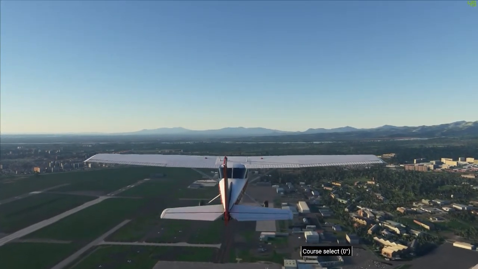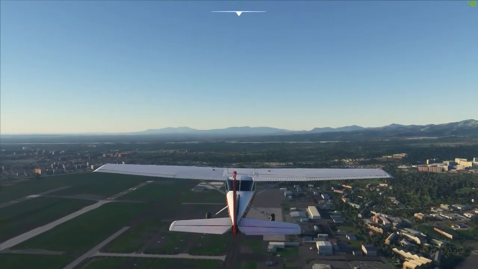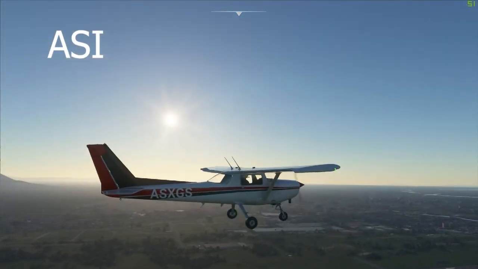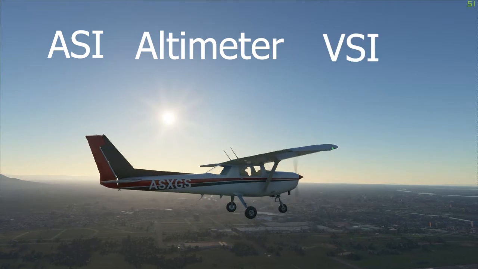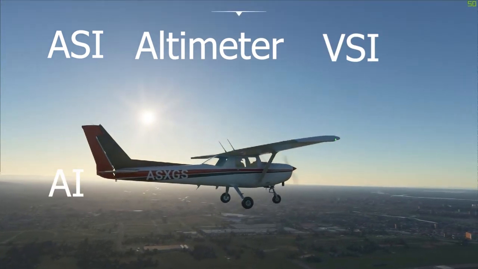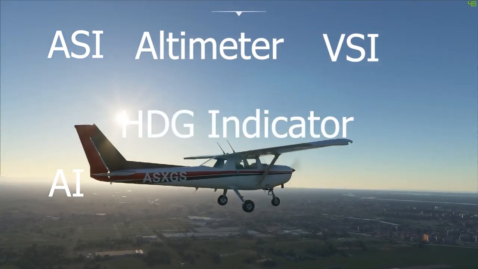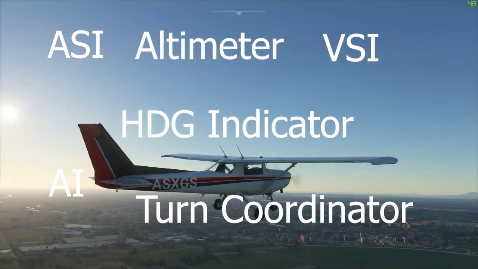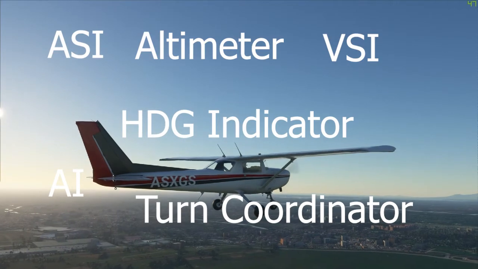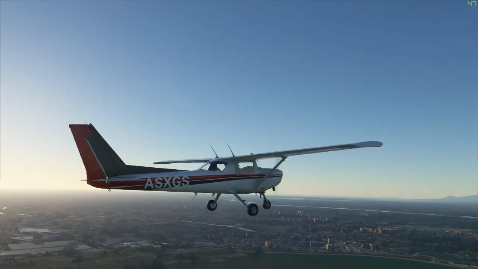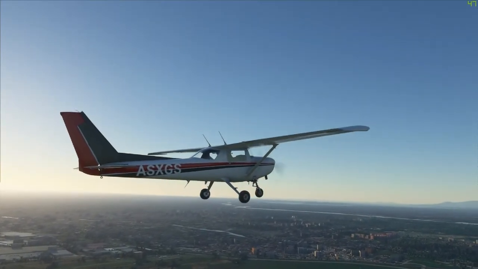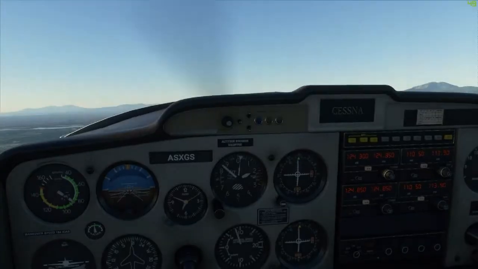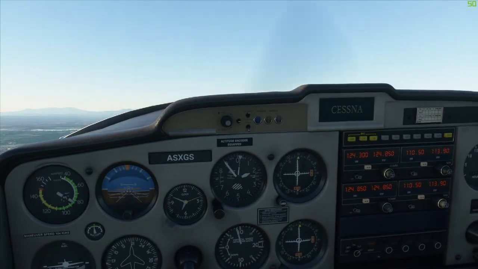So there you have it, guys. Those are the 6 basic aircraft instruments: the airspeed indicator, altimeter, vertical speed indicator, the attitude indicator, the heading indicator, and the turn coordinator. These instruments are really important when flying the airplane. So make sure that you follow and master the usage of these instruments.